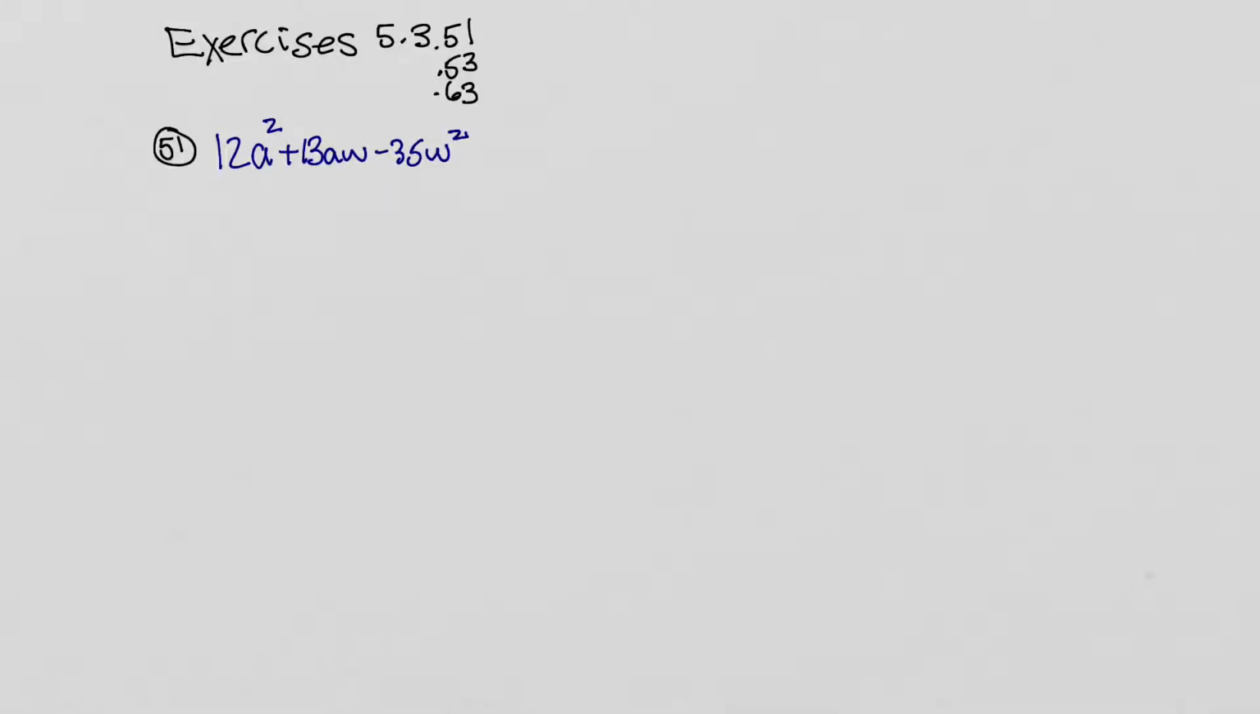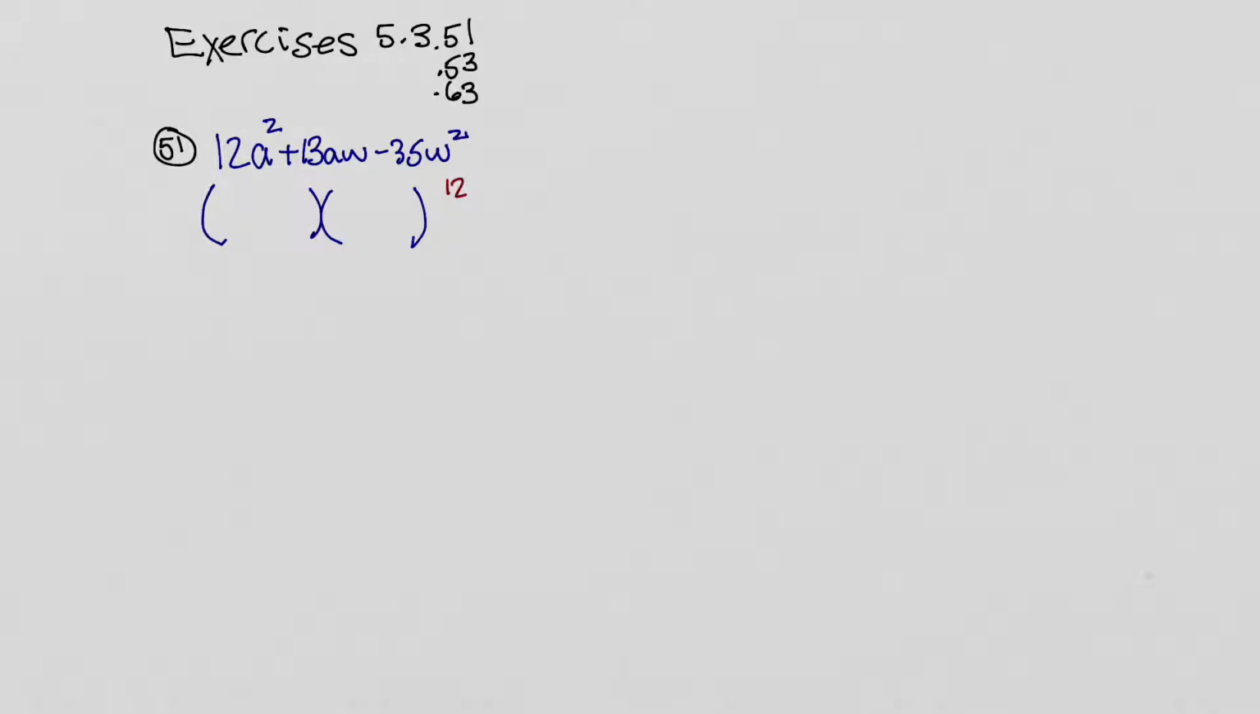Problem number 51. Let's look at this one right here. Now between 12, 13, and 35, I don't see any numbers in common. So if this is going to factor, let's just set up our parentheses. There's going to be nothing in common. And let's look at how we can get the 12 and the 35.